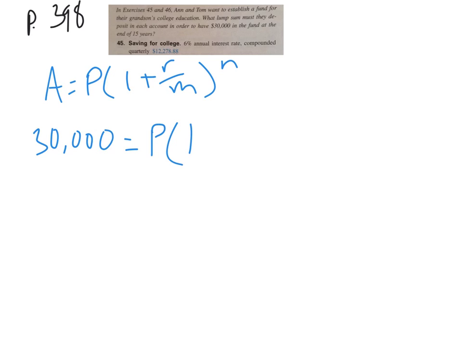We have a 6% annual interest rate. That's pretty simple. We'll just put 0.06 for R. Don't forget to always turn it into a decimal. Now M is the number of times it's compounded per year. In 45 it tells us that we're compounded quarterly. Quarterly means you're compounded 4 times a year. So M is just going to be 4.